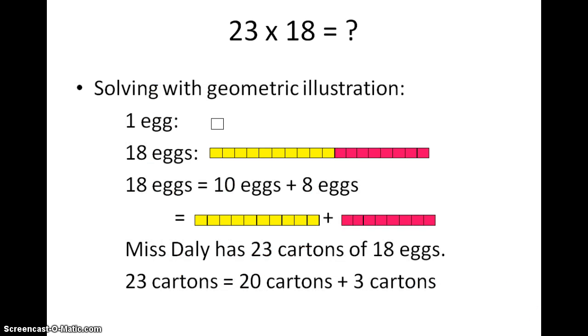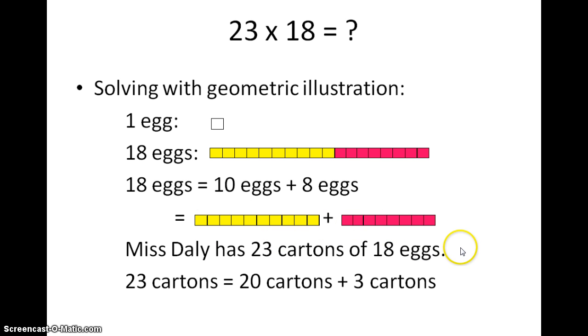We can also use a geometric illustration. So starting with our standard again, we'll say one egg is equal to a box this size. Now 18 eggs is equal to this strip here. 18 is also equal to 10 eggs plus 8 eggs. So we have 10 yellow boxes plus 8 pink boxes.